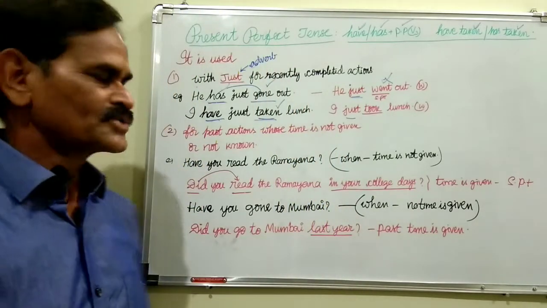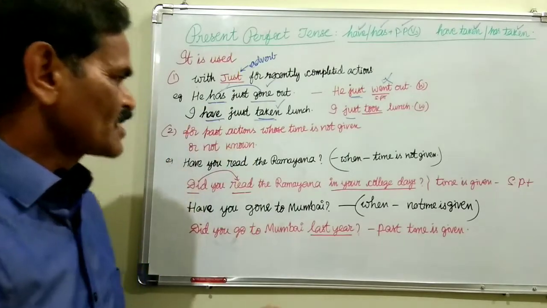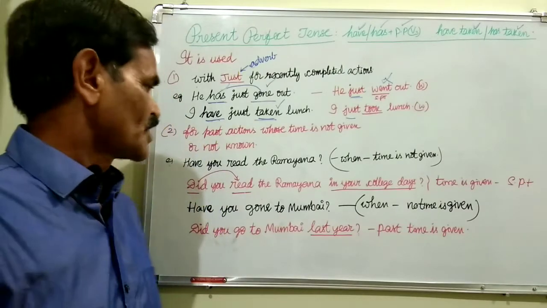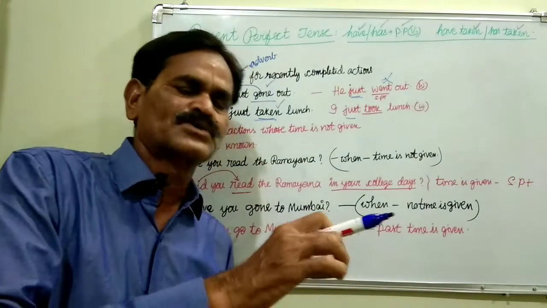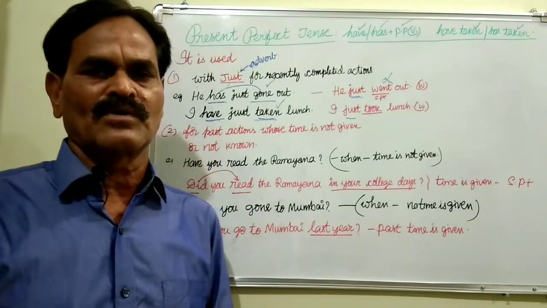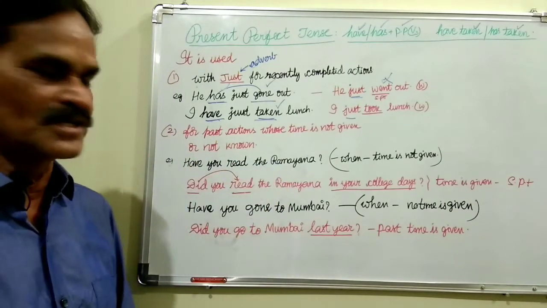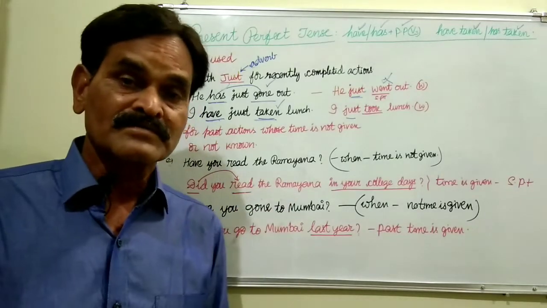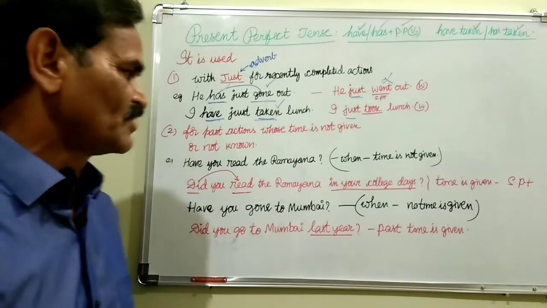What is the second occasion when we use present perfect tense? For past actions whose time is not given or whose time is not known to us. In that sentence, when that action took place, the time won't be given or time is not known to us, then we have to use again present perfect tense only. Suppose, have you read the Ramayana? When? Yesterday, last year, last month, the time is not given.